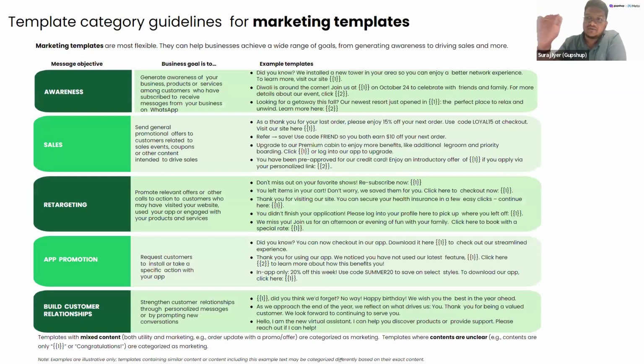So these are basically some of the template guidelines. I'll talk about the message objectives. The objective behind marketing templates is basically awareness, sales, retargeting, app promotion, website promotion, or also to build customer relations by offering discounts. These are a few template examples that we have put together that you can refer to while you're creating your own templates.